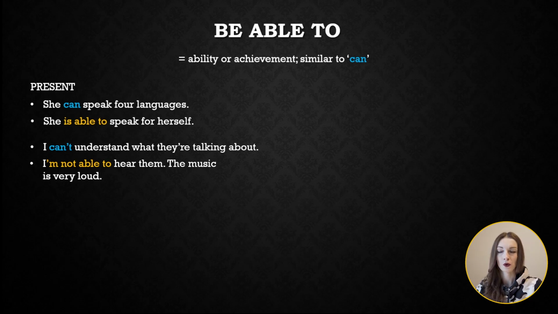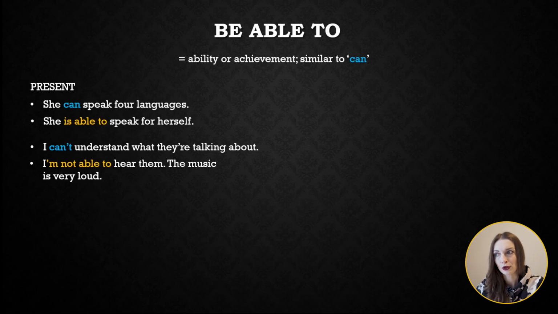She can speak 4 languages. I can't understand what they are talking about. I don't have any knowledge to understand them. I don't have any background to understand them. I don't know the information they are talking about. The second sentences, she is able to speak for herself and I'm not able to hear them, express an ability in a particular situation, somebody's capability of something in a particular situation.